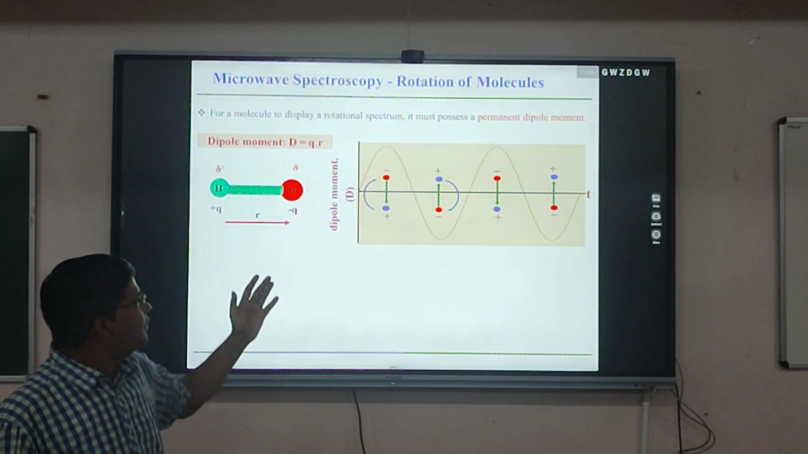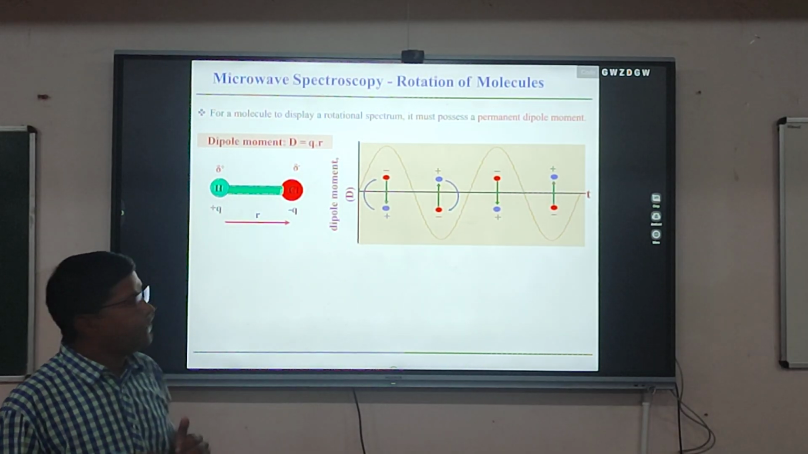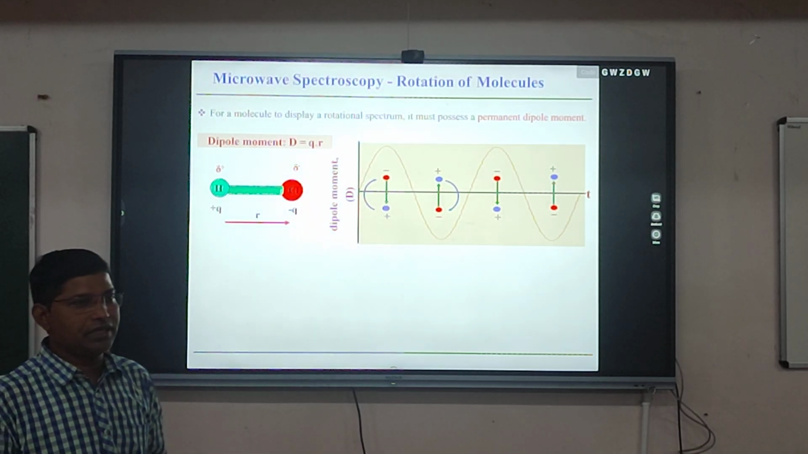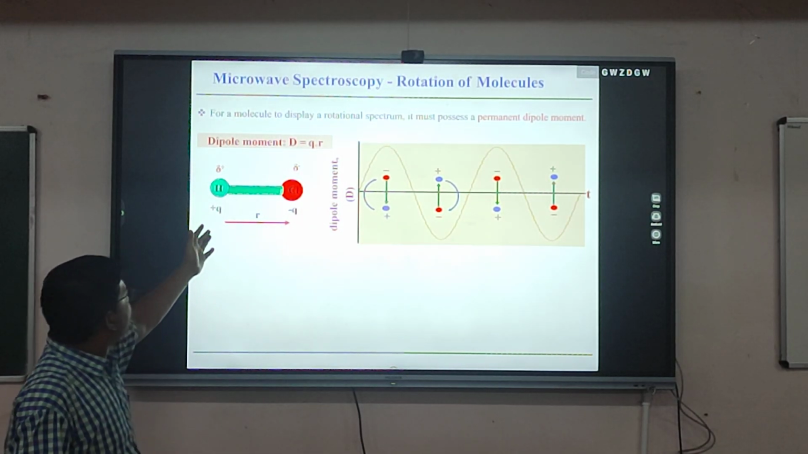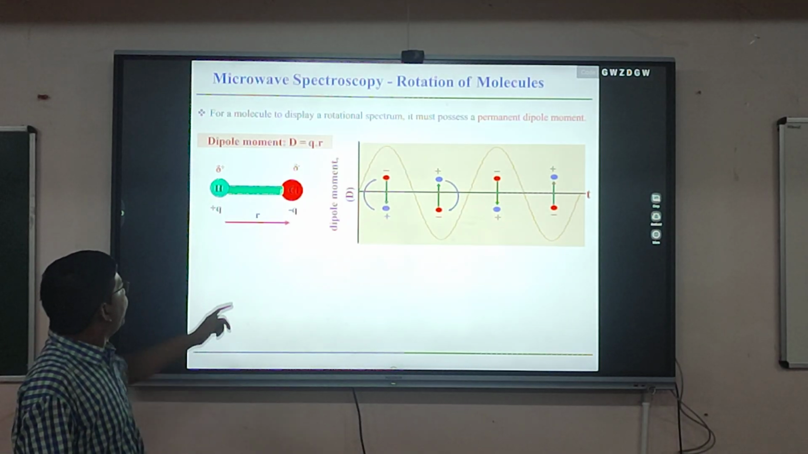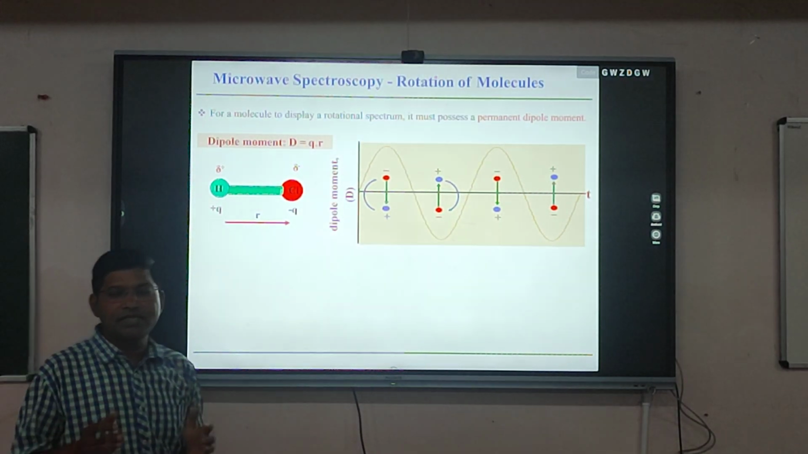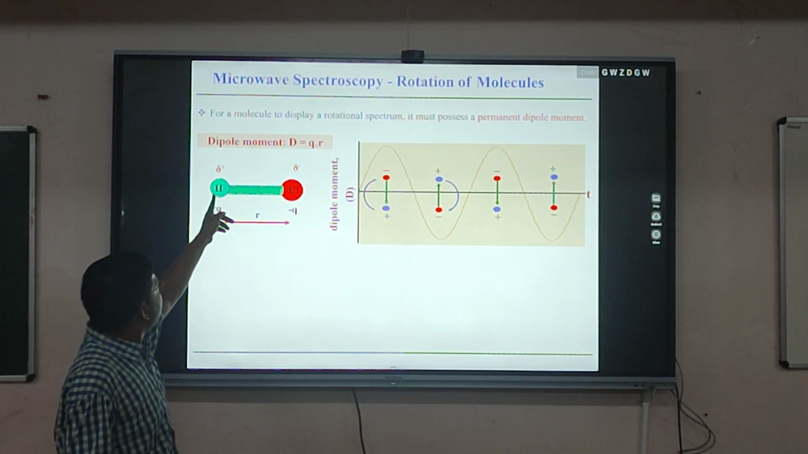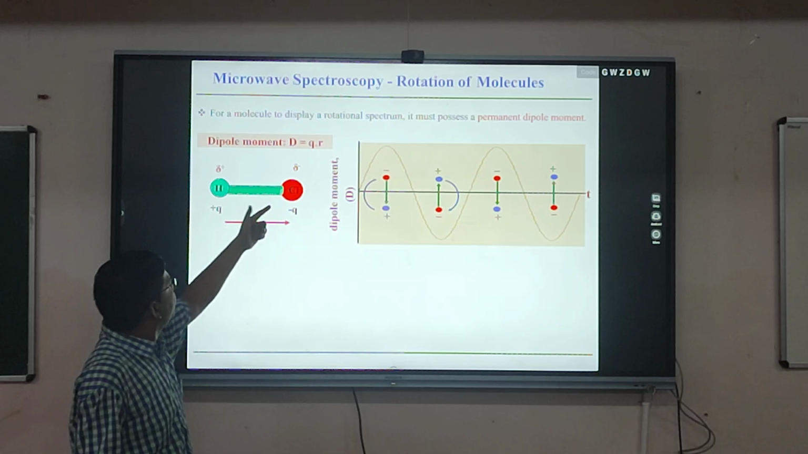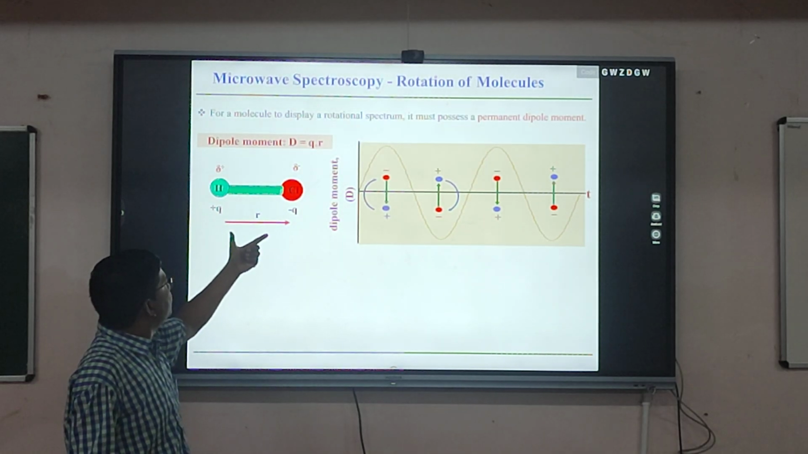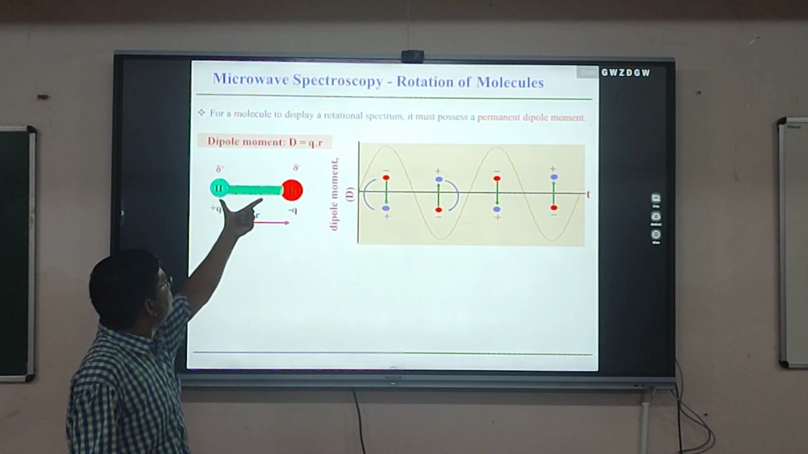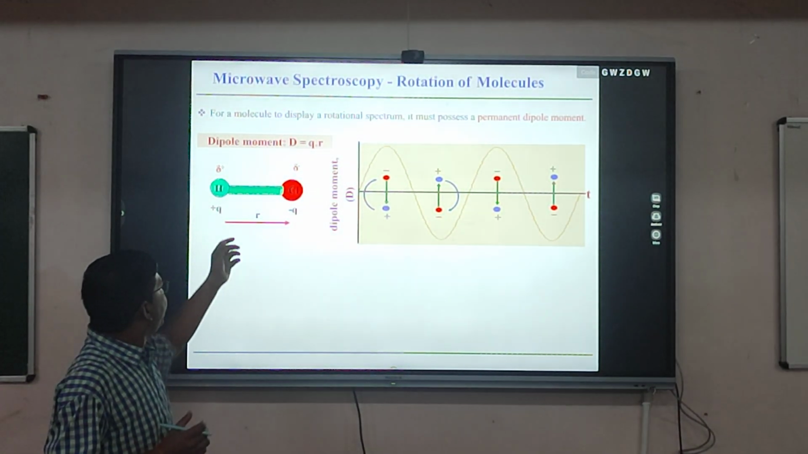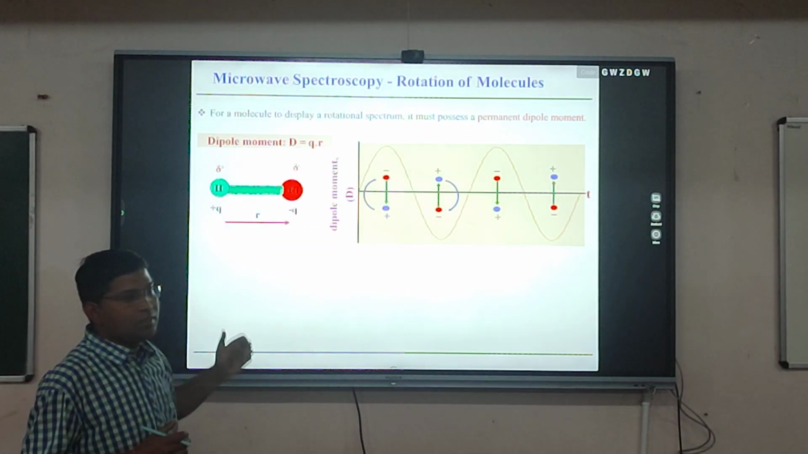So here we will see what a dipole moment is and how this dipole moment changes during the rotation. We will take the simple example of HCl, hydrochloric acid. We know that HCl is made up of chlorine and hydrogen. This is the hydrogen and this is the chlorine, and they are separated by a specific bond length, R. And this is a polar molecule.